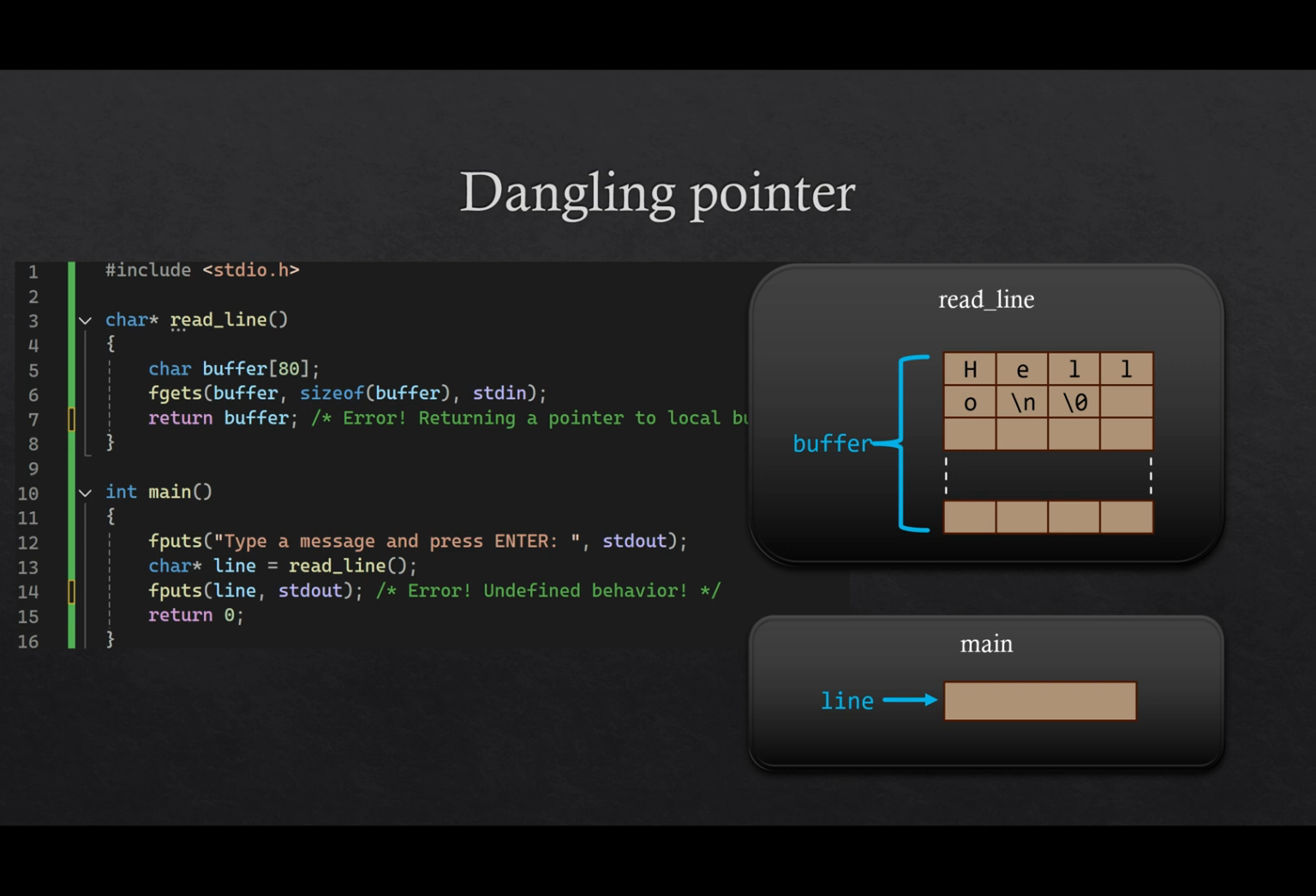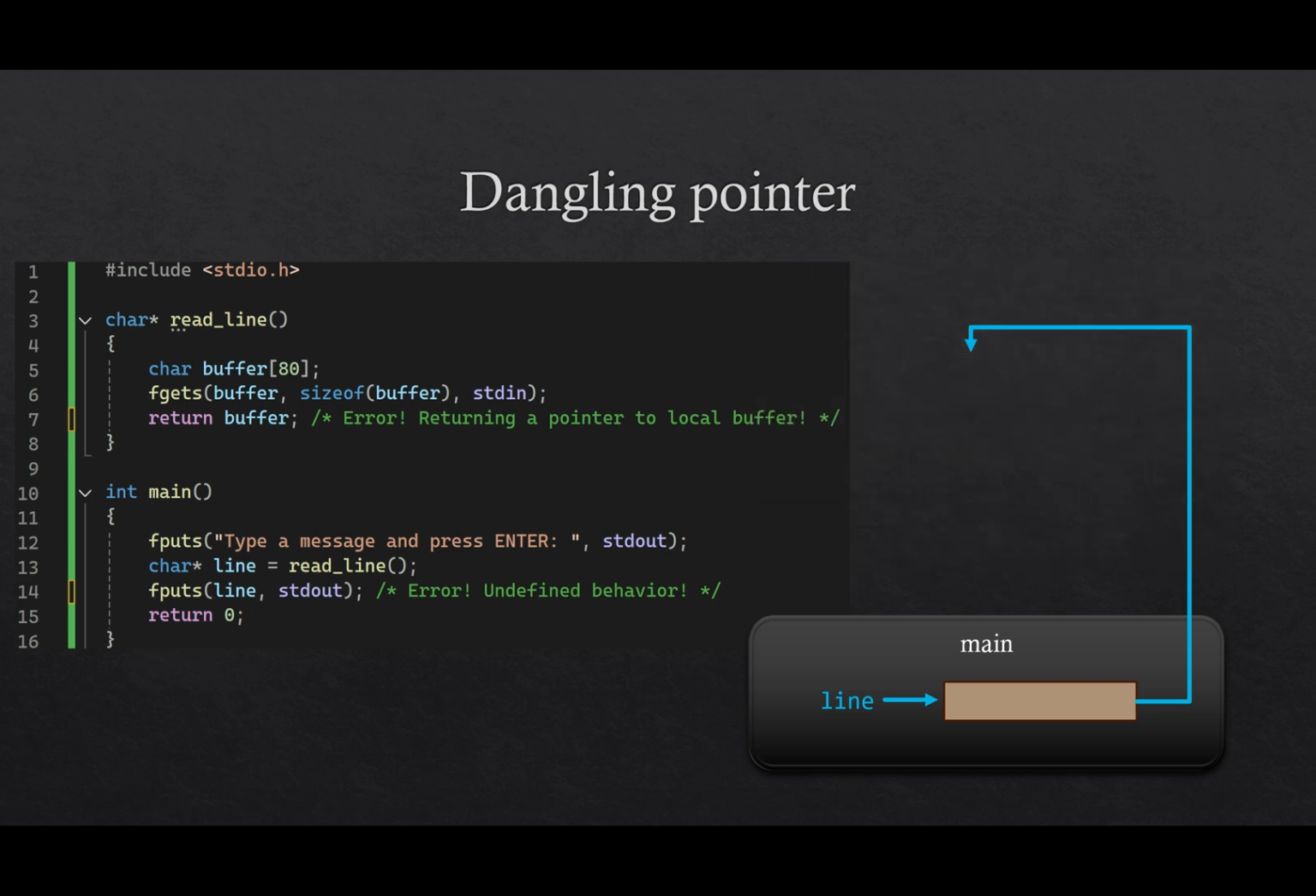But then on line 7, we return the buffer as the return value of this function. And on line 13, that return value gets assigned to the local variable line in main. So here we now see that the line variable in the main stack frame points to the storage that was the buffer in the readLine stack frame. But as soon as we returned from readLine, that whole stack frame went away. So line is now pointing to storage that is no longer allocated.